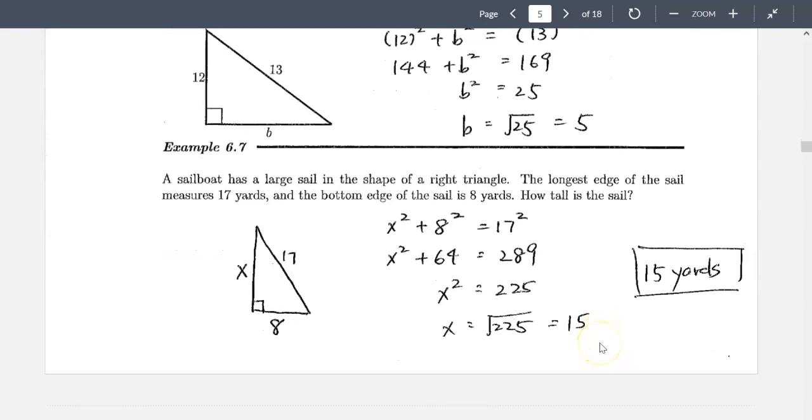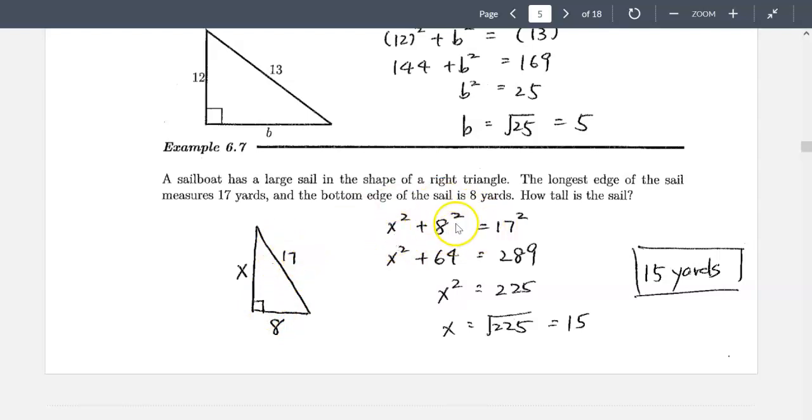Now, a word problem involving right triangles. If we have a sailboat that has a large sail, here's a sail, where the longest edge of the sail is 17, so the longest side, which is the hypotenuse, right? So 17 yards right here, and the bottom of the sail is 8. We want to know how tall the sail is. Okay, so again, identify where the hypotenuse is. The hypotenuse is 17. That goes at the end.